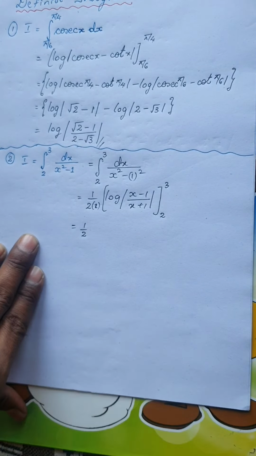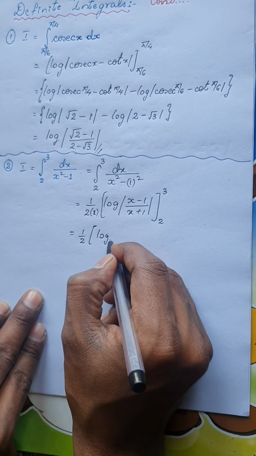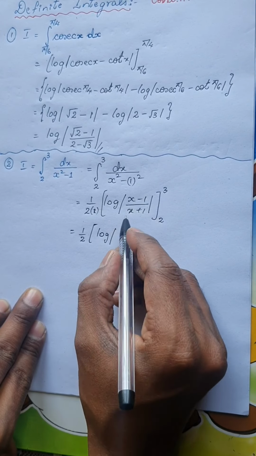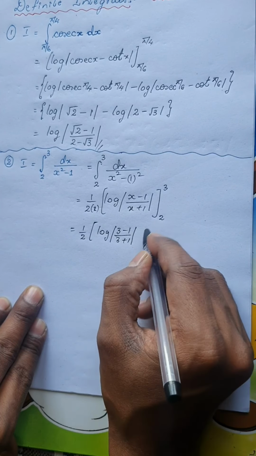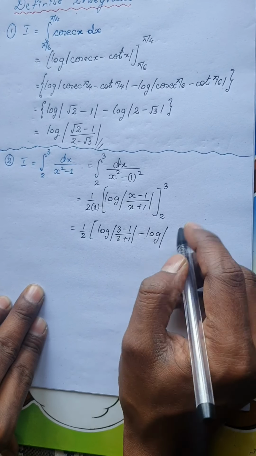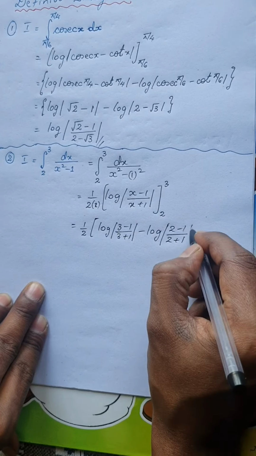So let me apply the limits now. Now you can see that 2 into 1 is 2. So log of mod, first apply the upper limit. So this would be 3 minus 1 divided by 3 plus 1, minus log of mod 2 minus 1 divided by 2 plus 1.